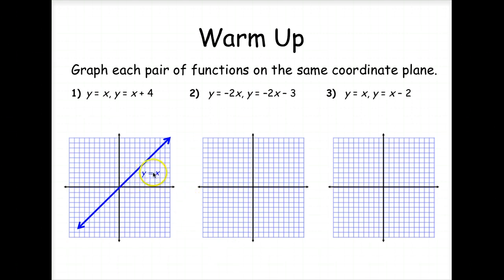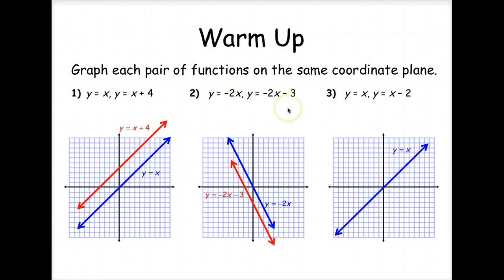So first of all, we graph the function y is equal to x. Notice we're going up 4 units on this one. When we graph y is equal to negative 2x, we're going down 3 units on the second function. And then y is equal to x, and we're going to go down 2 units on the second function.